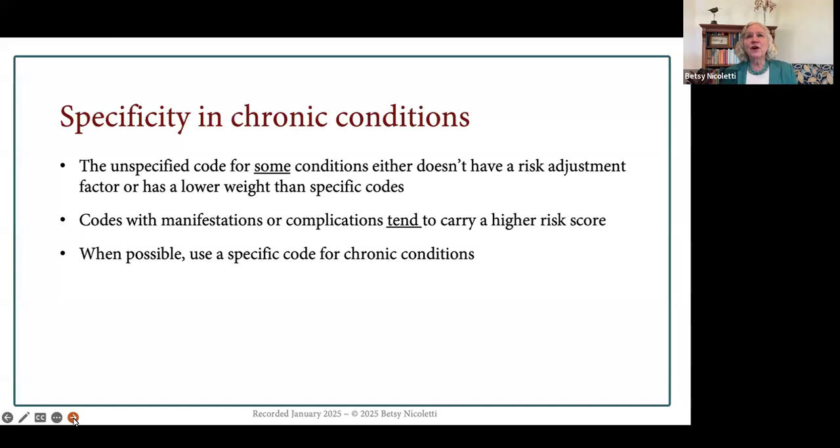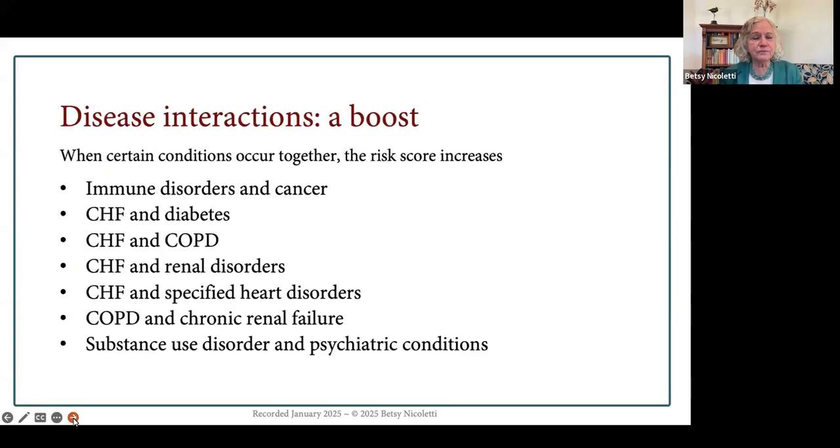So we don't want our clinicians, I have a book around here, it's about this thick, where it's all printed out, we don't want our clinicians to be looking in the book. They can see in some programs whether the code risk adjusts or not, but they probably can't see the value. So what we really want you to think is, if your patient has a chronic condition and that condition is described by a manifestation or complication, use the specific code.